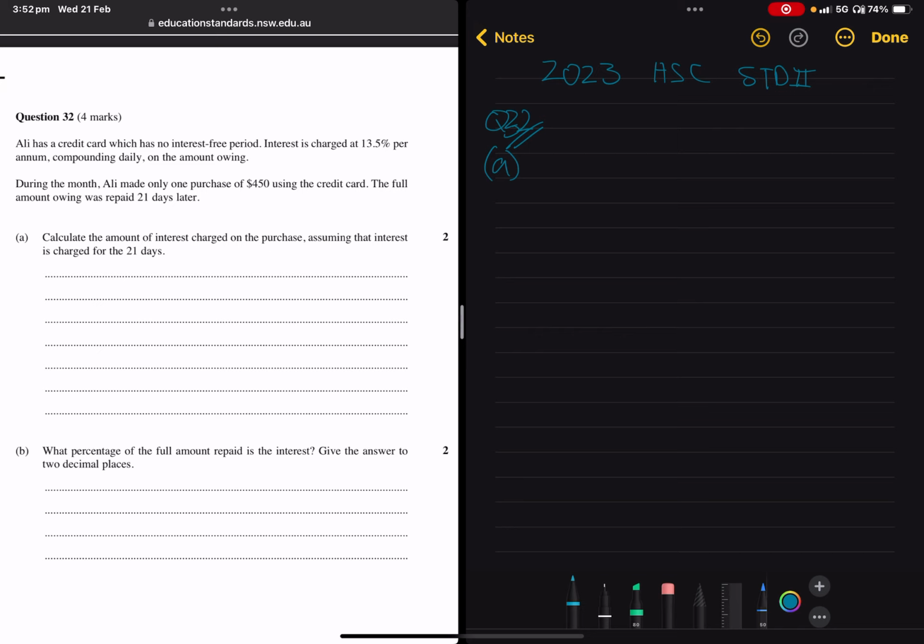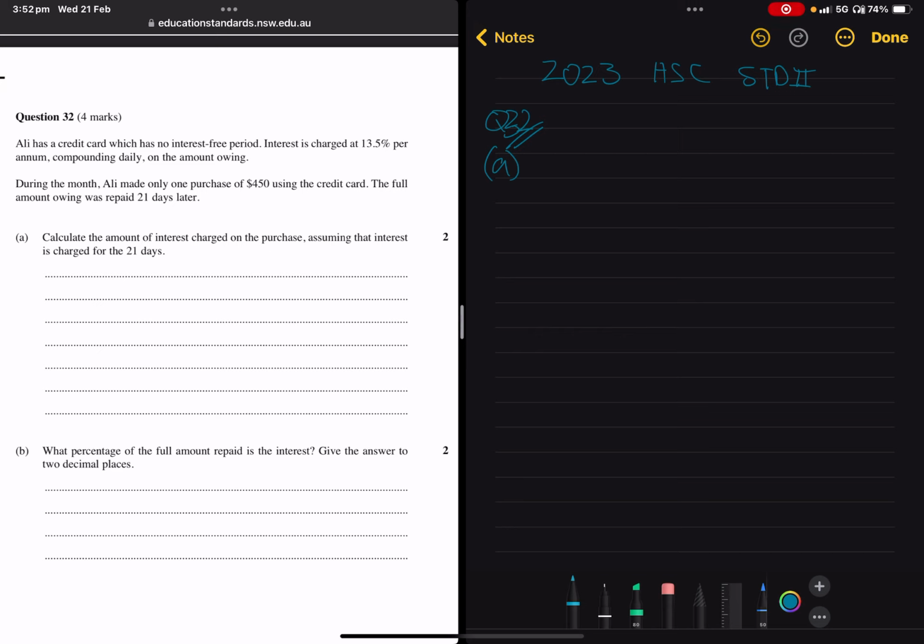Interest is charged at 13.5% per annum, compounding daily on the amount owing. During the month, Ali made only one purchase of $450 using the credit card. The full amount owing was repaid 21 days later. Calculate the amount of interest charged on the purchase, assuming the interest is charged for the 21 days.